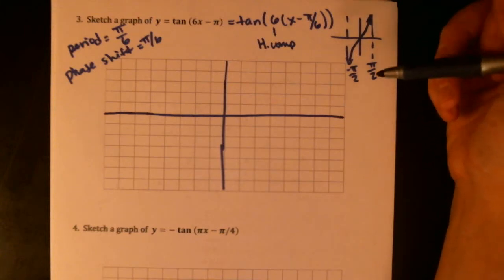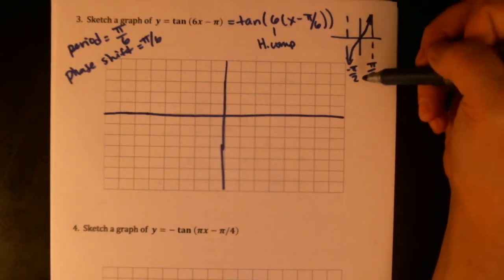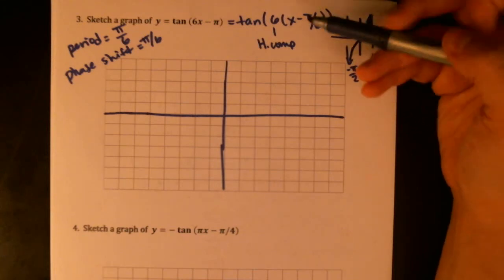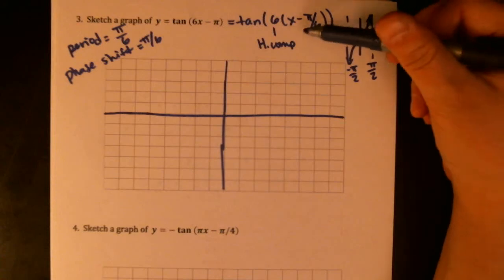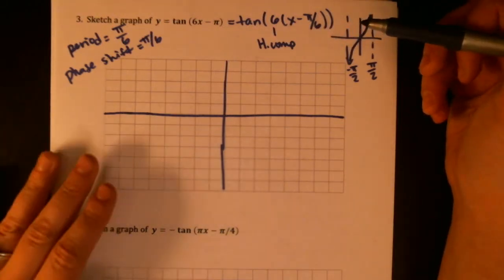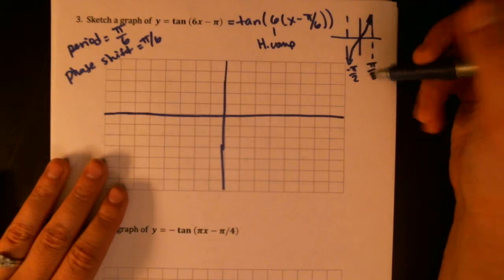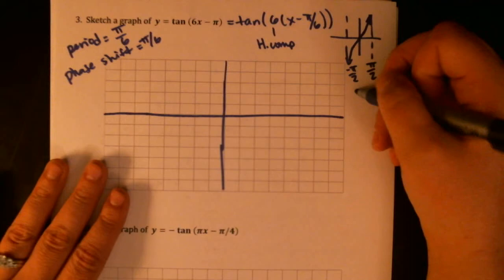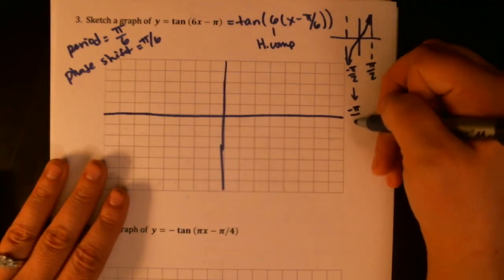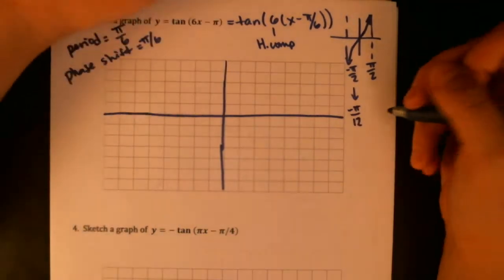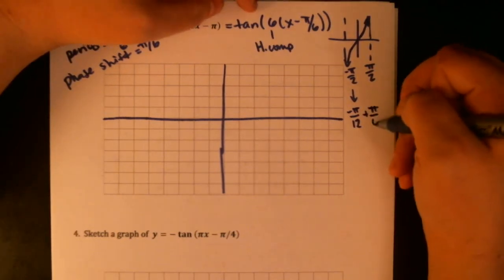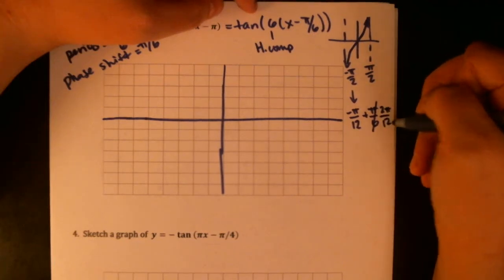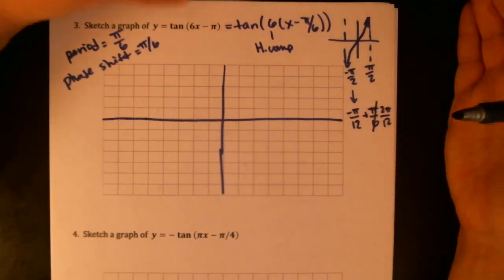Okay, so let's see. I'm going to follow my asymptotes. So I need to compress them. I divide them by 6, basically multiply by 1/6, and then I need to shift them over pi over 6. So this one, negative pi over 2, when I divide by 6, is going to go to negative pi over 12. And then when I add pi over 6 to that to shift it to the right, that's the same thing as adding 2 pi over 12. So I end up at positive pi over 12.